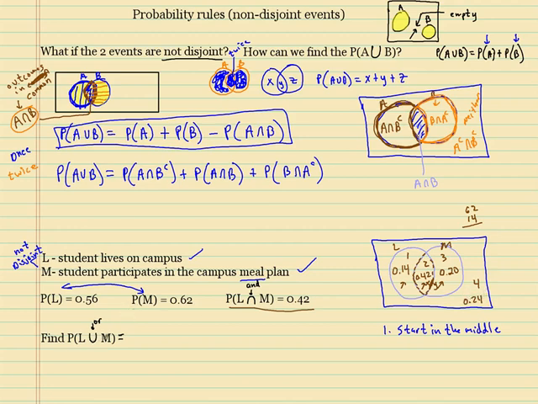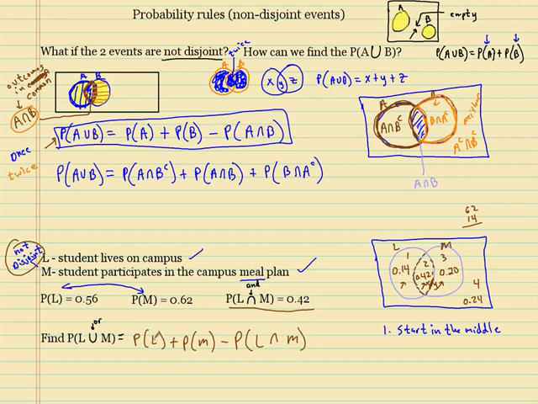Okay, so now let's look at this one. I just asked you a nice and easy one. So let's use our formula. The probability of, since these are not disjoint, you could use this formula. And that would be the probability of L plus the probability of M minus the probability of L and M.